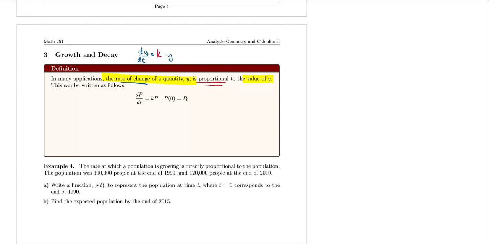So we can see it here, dy/dt is equal to k times y. Now, since the type of applications that we're going to be encountering deal a lot of the time with population, I'll rewrite this differential equation as dp/dt equals k times p, where p of 0, the initial value, is given here by p naught. I'll put this one here as the initial condition, or the initial value.